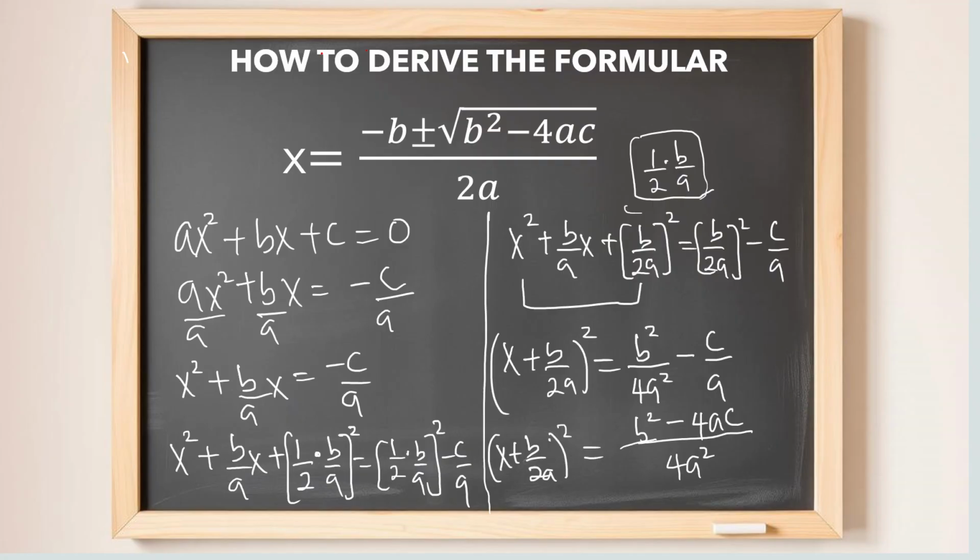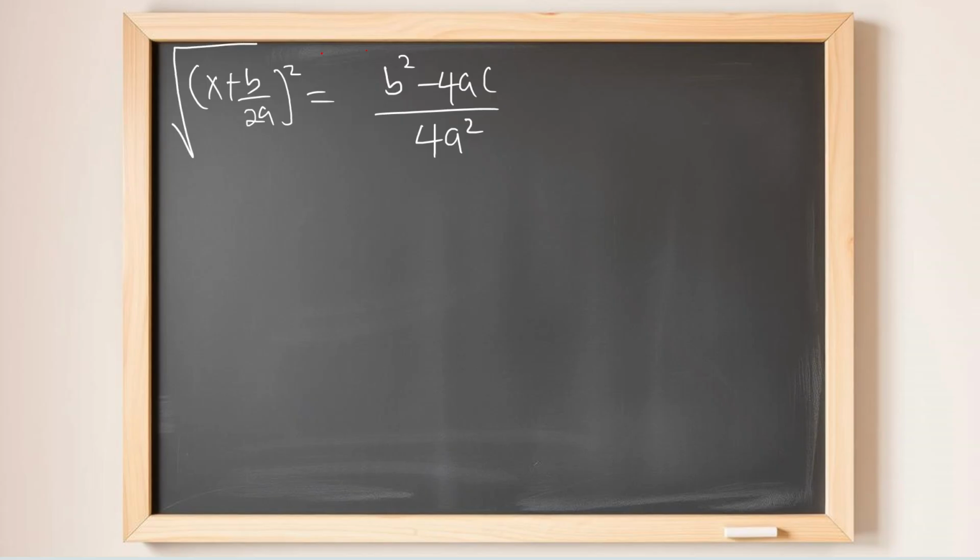So what's next? The next thing is to square root both sides. Let me write the given equation. Here we have x plus b over 2a all squared equal to b squared minus 4ac over 4a squared. So the next thing to do is to square root both sides so that we can get rid of the square on the left-hand side.